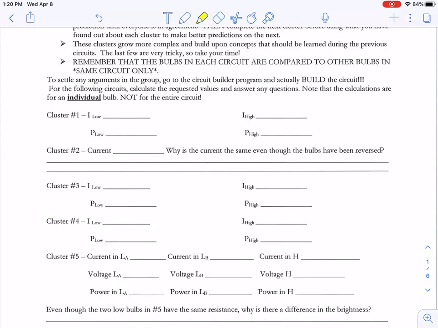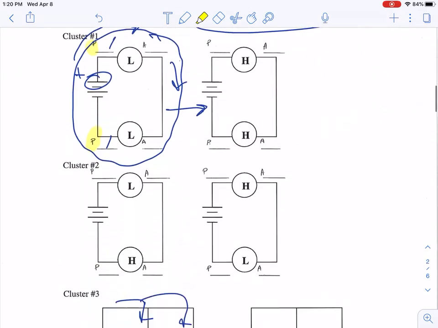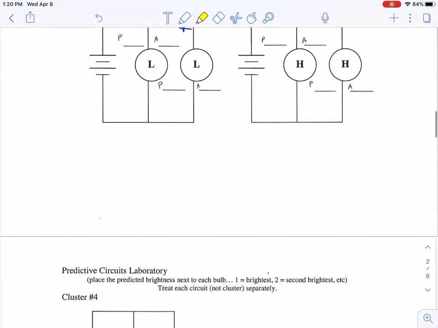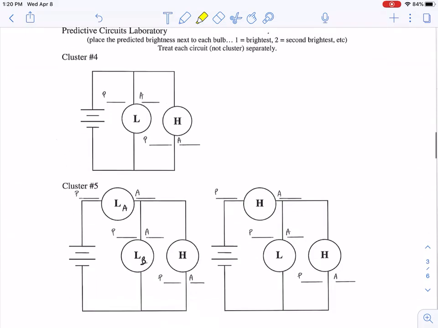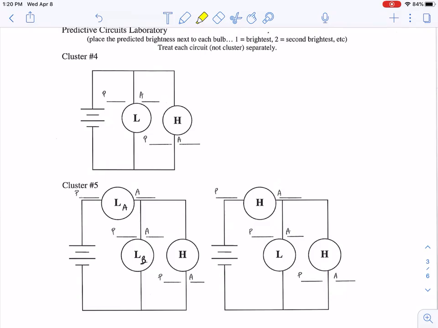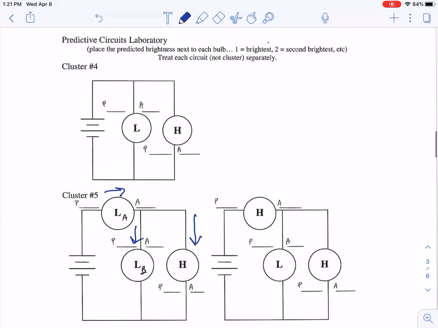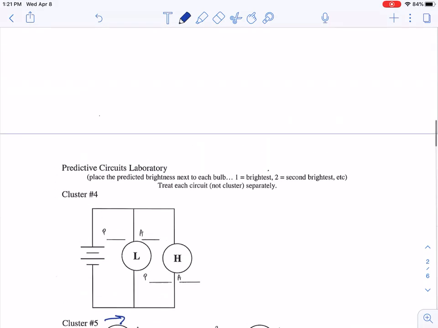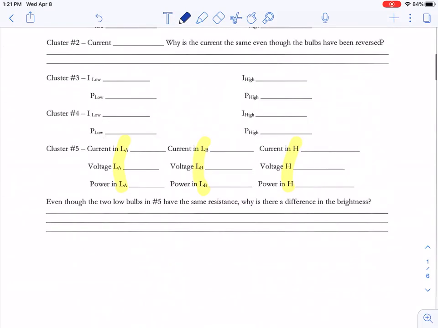Like if you go to cluster number 5, where you have current in low, current in LB, current in high. What I'm talking about on those, and I stress this, is that I don't want the current in the entire circuit. I want the current that's going to LA. I want the current that's going to LB. I want the current that's going to the high side. So even though I tell you that in the instructions, okay, read the instructions.